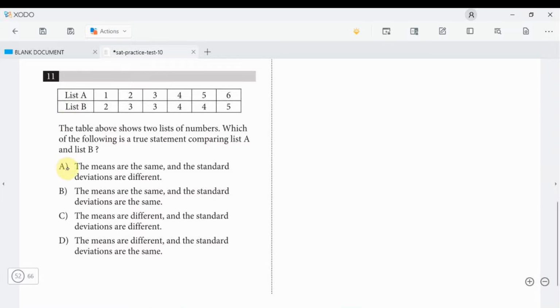Number 11, they give us a table and they say which of the following is true, comparing list A and list B. First thing we realize it's talking about mean and standard deviation. So first remember mean, bar x, is the sum of x over n. So for list A, bar x A is, add them up, 1, 2, and 3 is 6. And then we add up 4, 5, and 6.